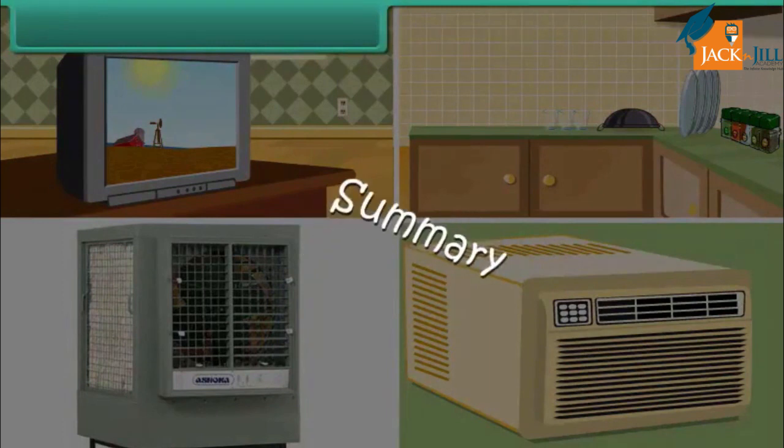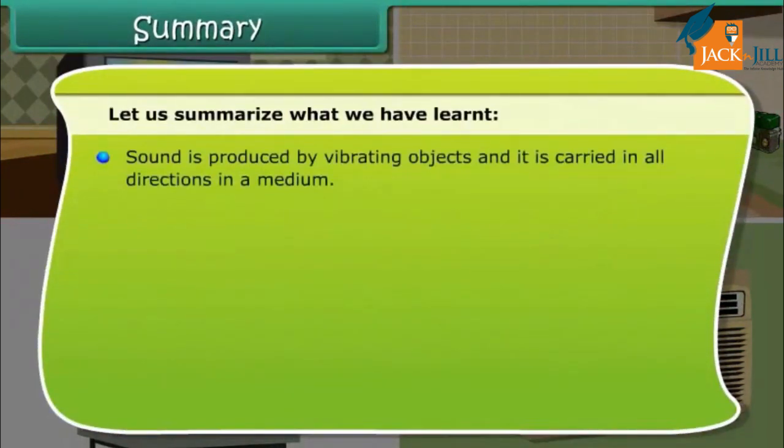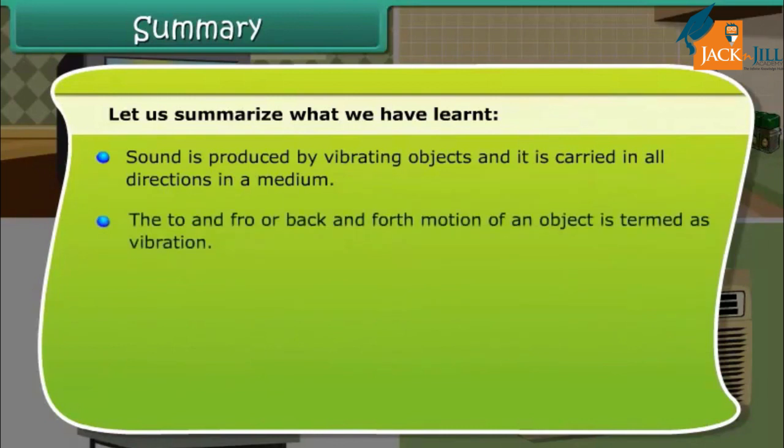Summary. Let us summarize what we have learned. Sound is produced by vibrating objects and it is carried in all directions in a medium. The to and fro or back and forth motion of an object is termed as vibration.